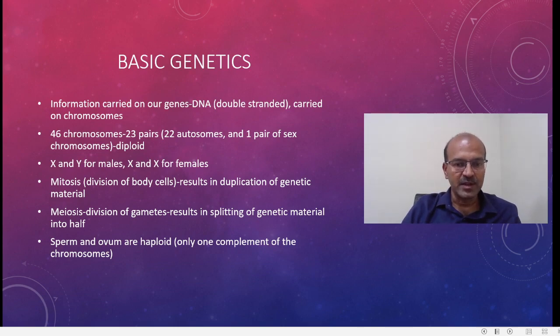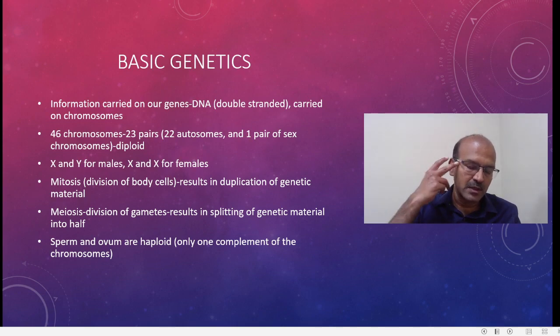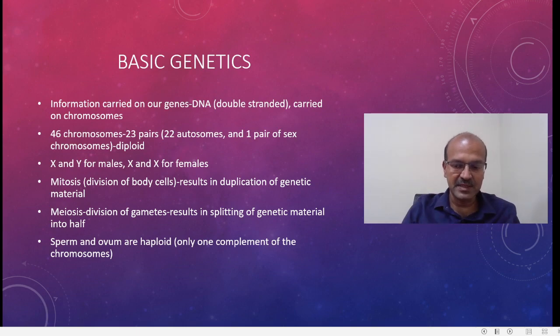This arrangement is called haploid, and this haploid nature of the gametes is responsible for gene mixture between the two parents. So the genes come together, one half from each parent, and there is mixing of genetic material during the process.